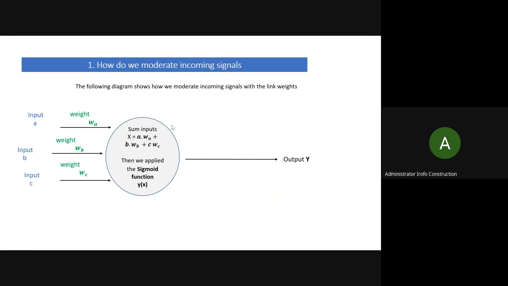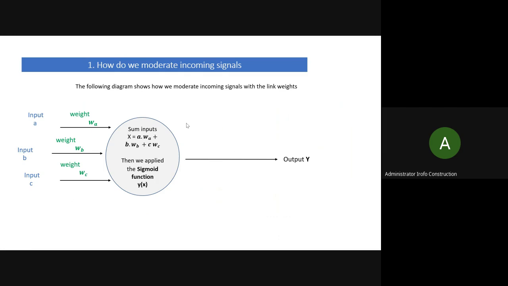When you're able to sum all of them together, we apply the activation function to it, and that gives us an output. So after a node receives signals, it adds them together by their corresponding weights, then applies the activation function, and the result will be the output from that node.